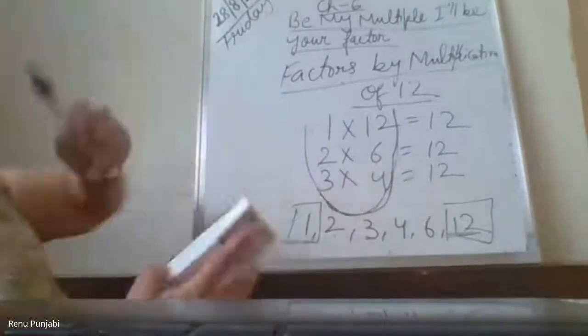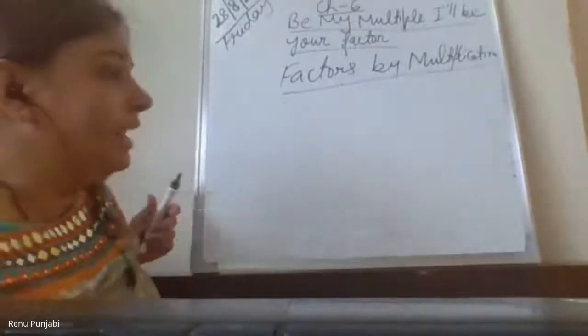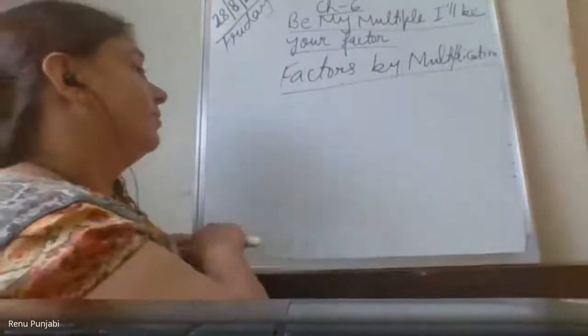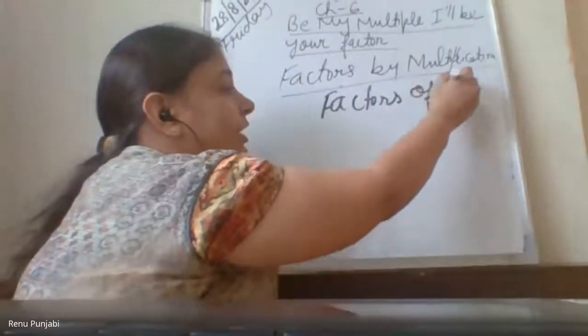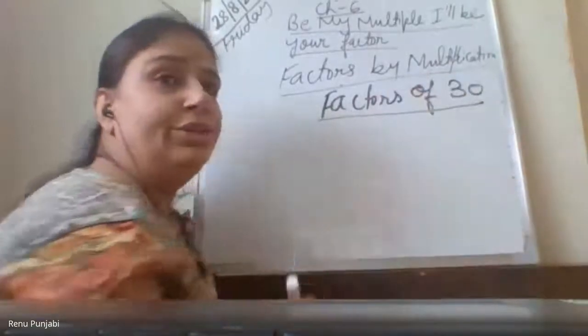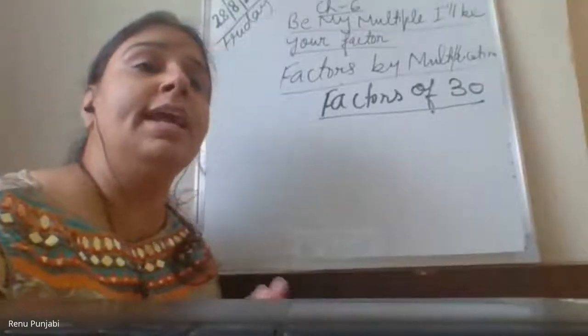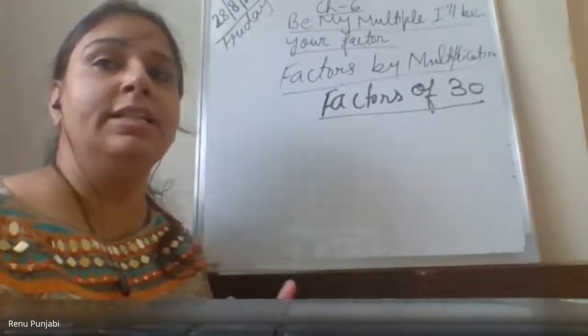So now I will give you one number. Quickly do this method in your notebook with the U method and find the factors of that number. The number is 30. Find the factors of 30 quickly with the U method in your notebook and write the answer in the chat box. Let others also complete.